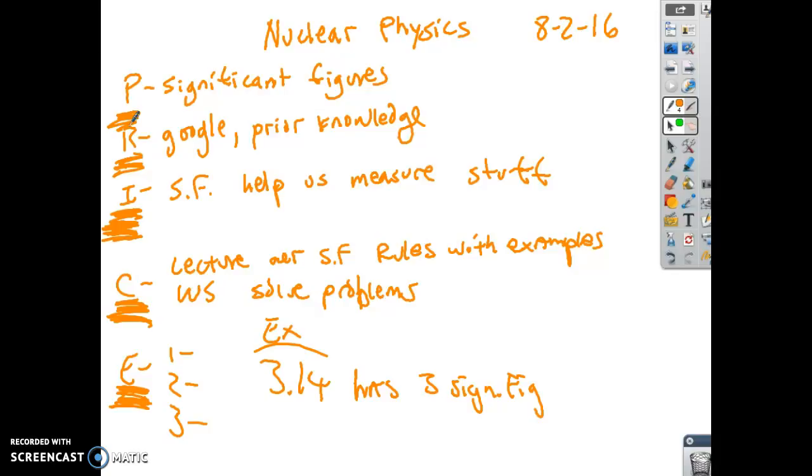This is our physics journal example and guide. Commit it to memory. It's an everyday deal. It'll be part of your grade. You're awesome.